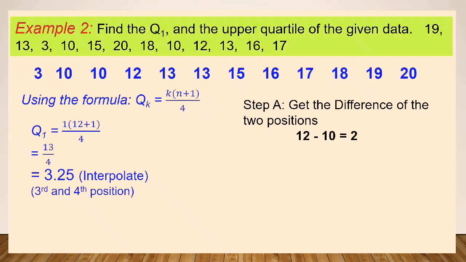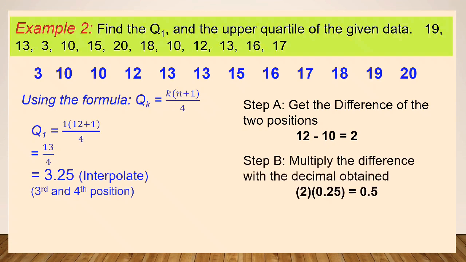In our first step, we are going to get the difference of the values of the two positions. For the fourth position, we have 12. For our third position, we have 10. So the difference, 12 minus 10, results to 2. In our second step, we are going to multiply the difference that we get in our first step by the decimal that we obtained a while ago. So that is 2 times 0.25, that results to 0.5.